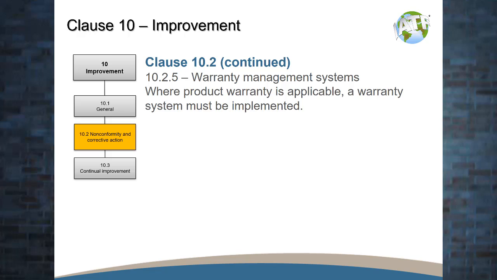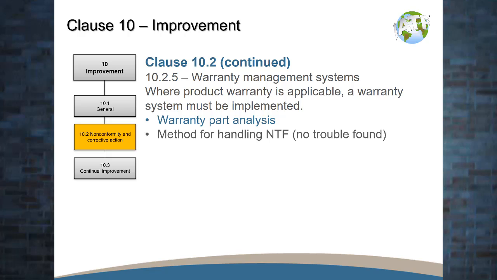10.2.5 covers warranty management systems. So where warranty is applicable to your products, a warranty system must be implemented. And that needs to include warranty part analysis. How do you go about analyzing those parts under warranty that have failed, and a method for handling those warranty issues where there's no trouble found.